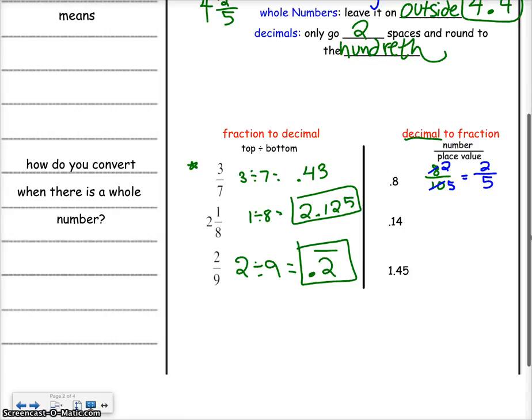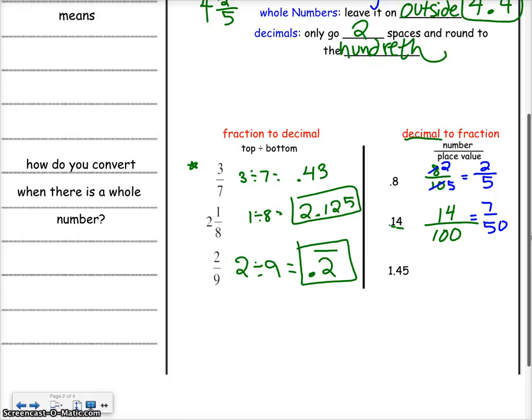0.14. My number is 14. My place value is hundredths. So I put 100 on the bottom. Then I simplify. 7 over 50, and I'm done.